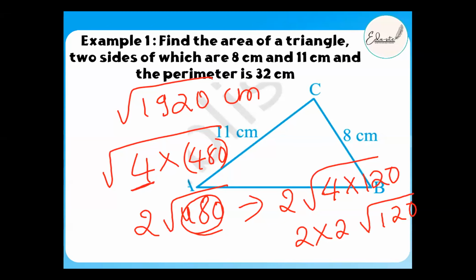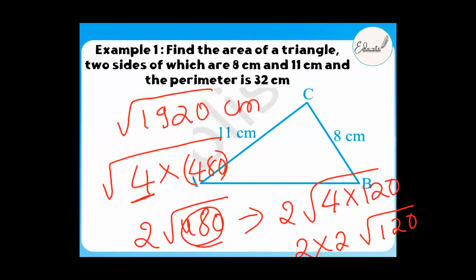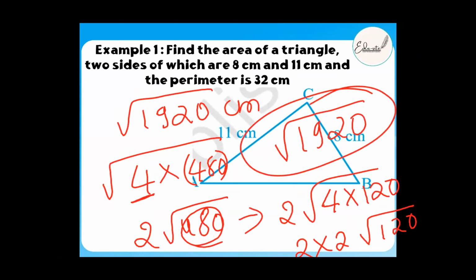See, this is how it works. This is how it works, beta. Any doubt here? No. Have you understood 1920? How it is obtained? Yes, it is a long process.